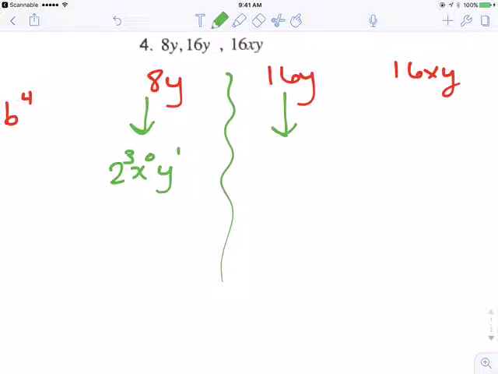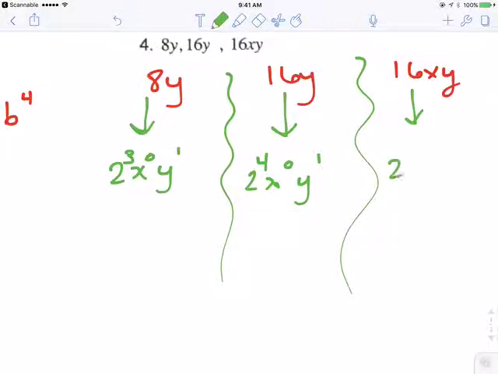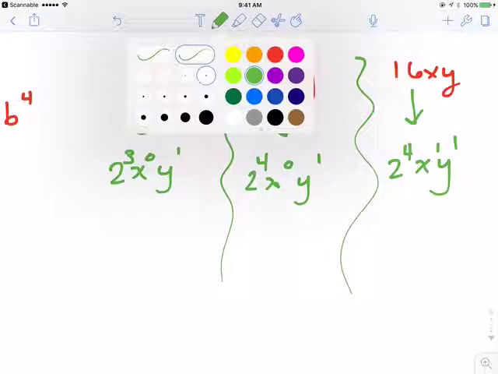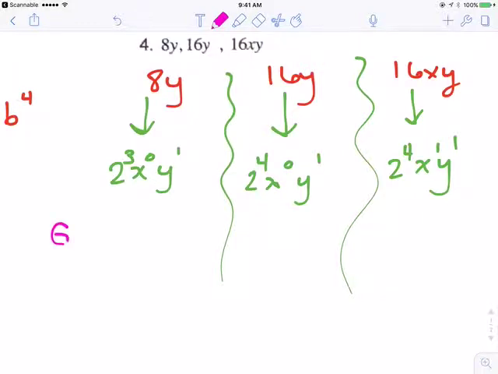How about 16? 2 to the power of 4. Do I need an x? Yep. X to the 0. Y to the 1, right? 16, same thing, right? 2 to the 4th. X to the 1st. Y to the 1st. GCF. What is the lowest power of 2, Samantha?